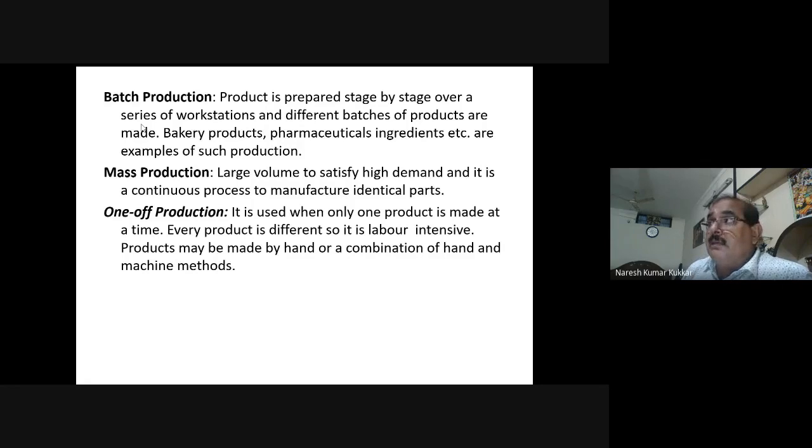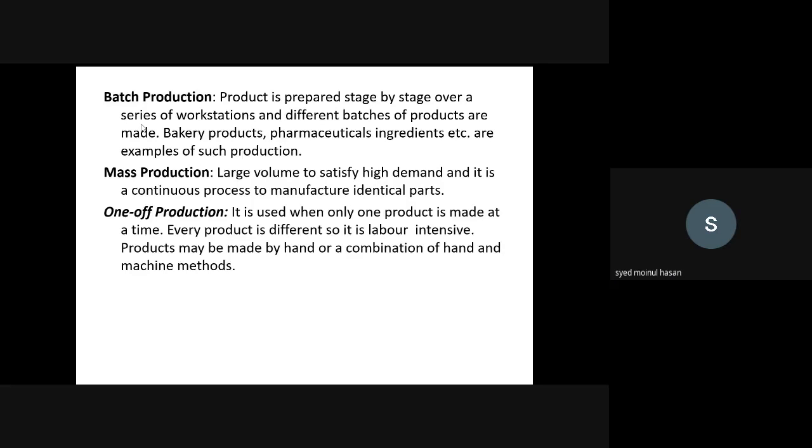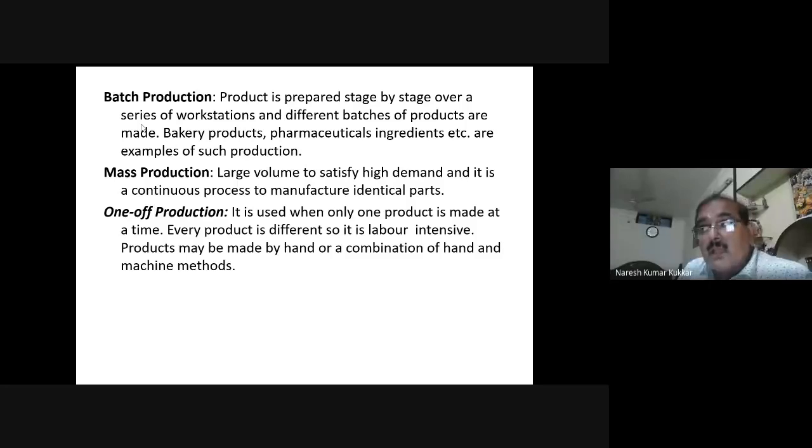Like if you're making a smaller product, like Maruti manufacturing. Manufacturing of biscuits is a mass production. Yes, it's a mass production.